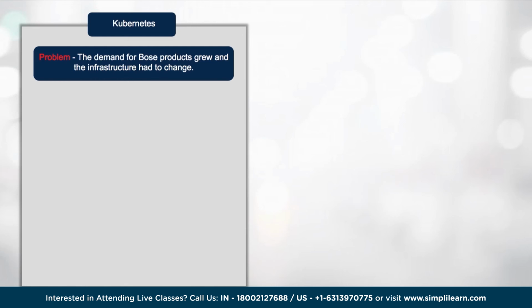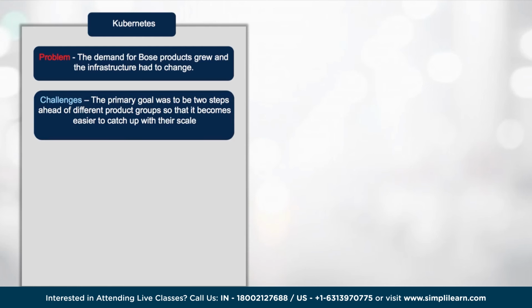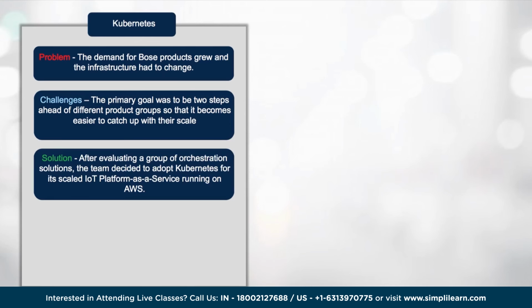Our first one is with Bose, and Bose had a large catalog of products that kept growing, and their infrastructure had to change. So they established two primary goals, to allow their product groups to more easily catch up to the scale of their business. After going through a number of solutions, they ended up with Kubernetes running their IoT platform as a service inside of Amazon's AWS cloud service.